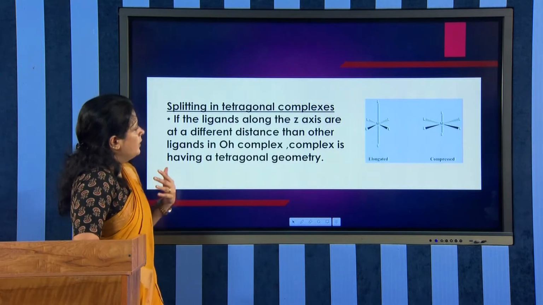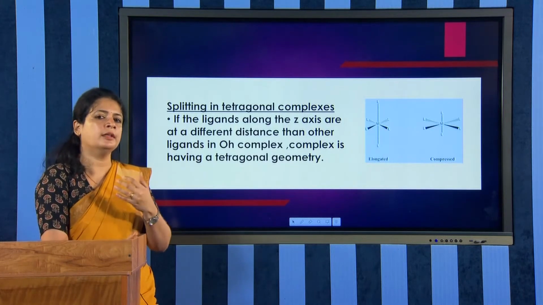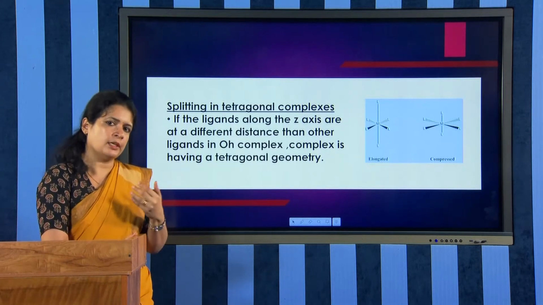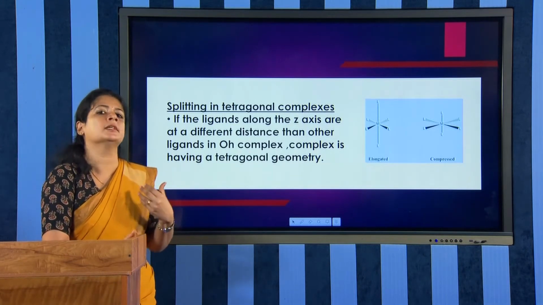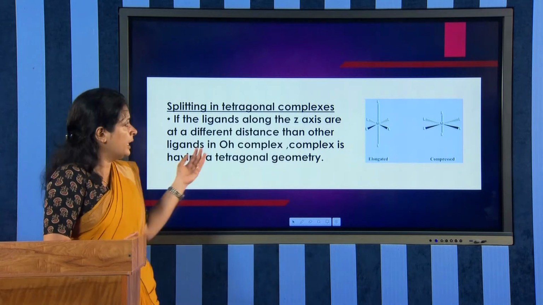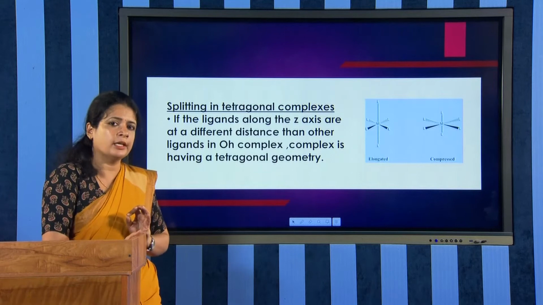And now we are moving to another crystal field splitting. In the previous classes, we have discussed the octahedral crystal field splitting, and in this class we have started with the tetrahedral crystal field splitting. Now moving to the tetragonal complexes. Tetragonal. Then what are tetragonal complexes?